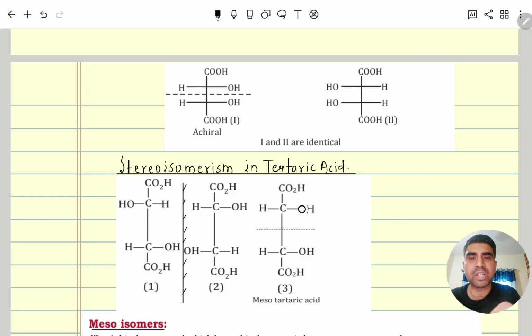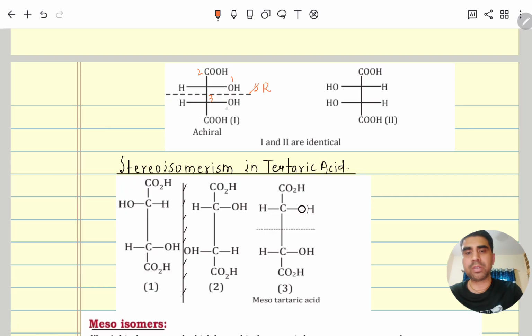Let's study this one, applying the CIP rule. The highest atomic number is 1, then after this one is 2, because this carbon is connected to oxygen, whereas here the carbon is connected to hydrogen, oxygen and carbon. So this is 2, and after this one is 3. So how is it coming? 1, 2, 3. It is coming anti-clockwise. Anti-clockwise would mean S, but we will consider this one as R, right?